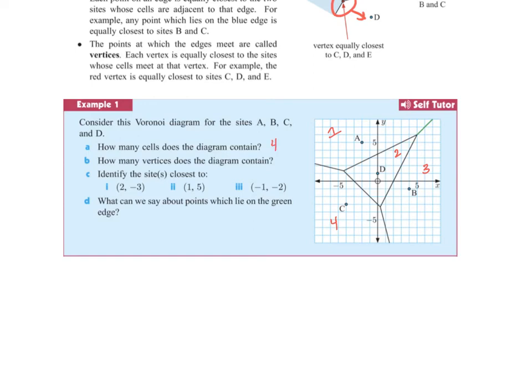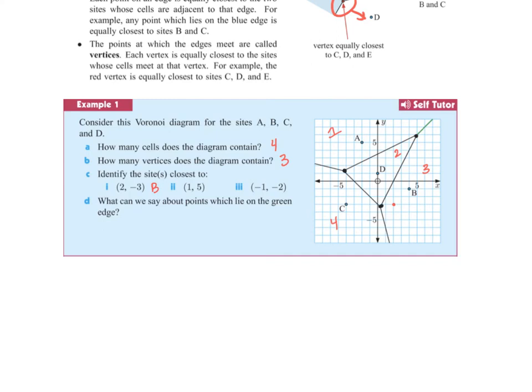Now, how many vertices does the diagram contain? We're going to go ahead and count all of the vertices where those edges meet. So I've got a vertex here, here, and here, all along the triangle, right? So there are 3 of those. Identify the sites closest to 2, -3. So let's look at 2, -3. In red here, let's find the point 2, negative 3. So 1, 2, 3. Well, that's going to be closest to B.